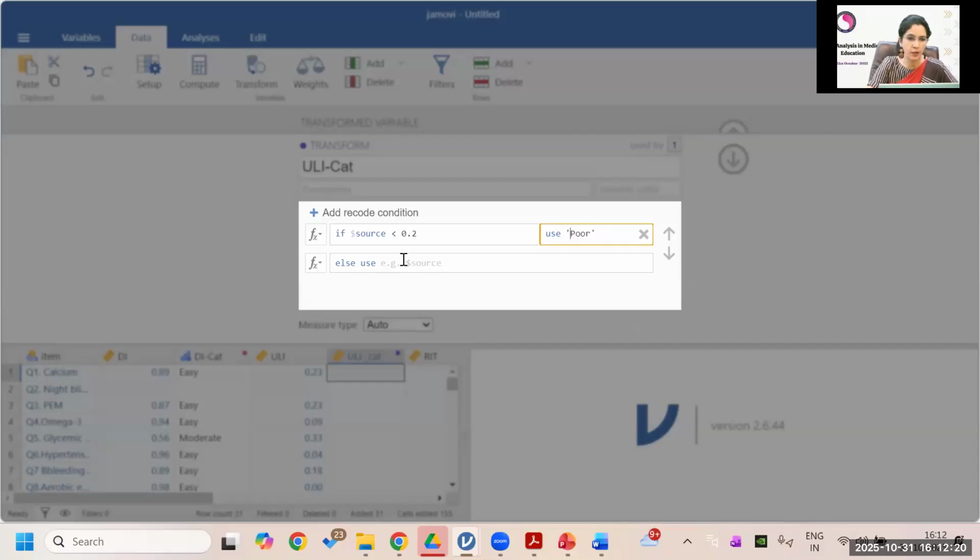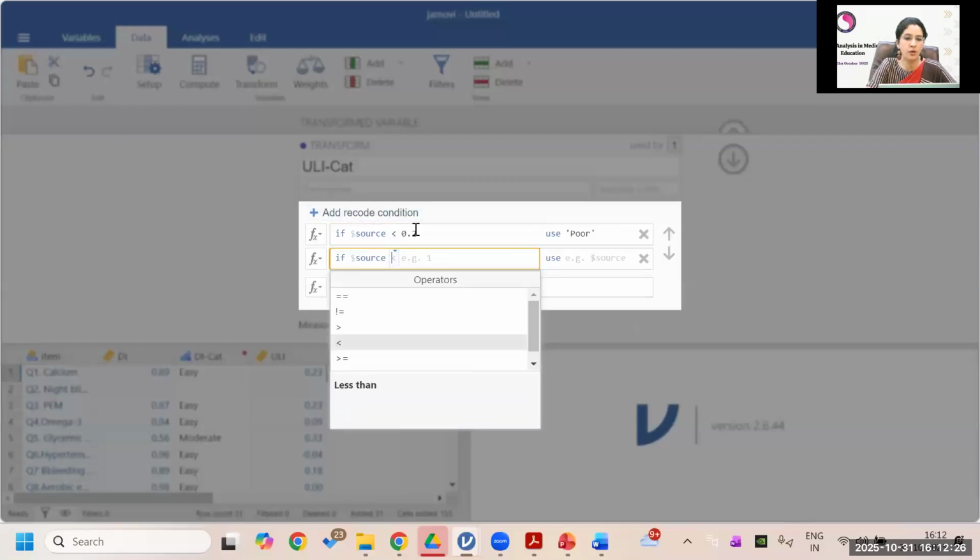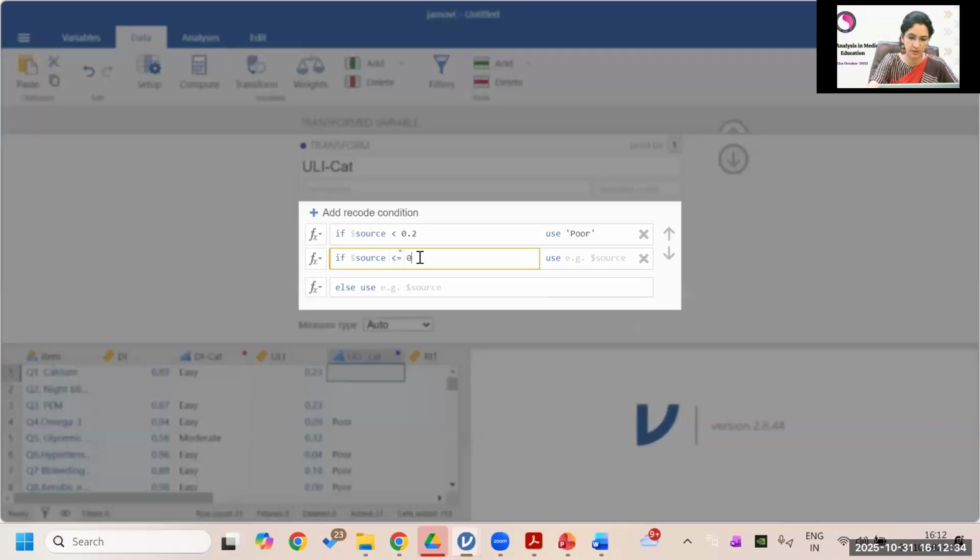Again, the next is 0.2 to 0.4. I will add a recode condition. And here, since 0.2 already takes the lower value, I will add less than or equal to 0.4. So less than or equal to 0.4. And I will use the word moderate or acceptable.